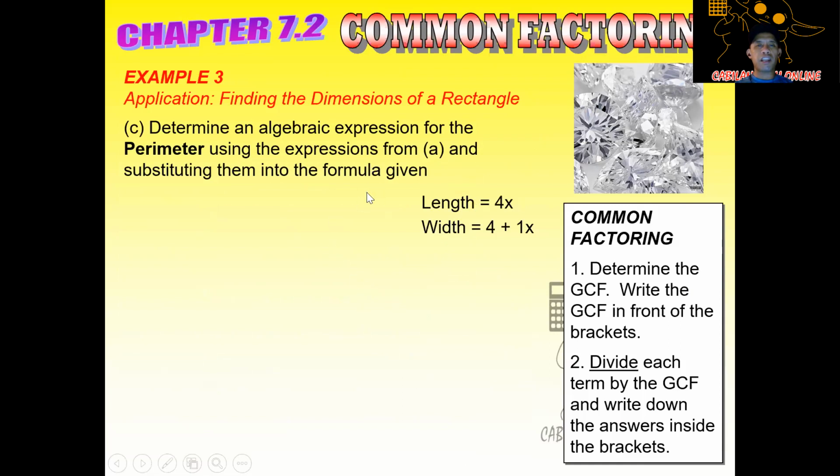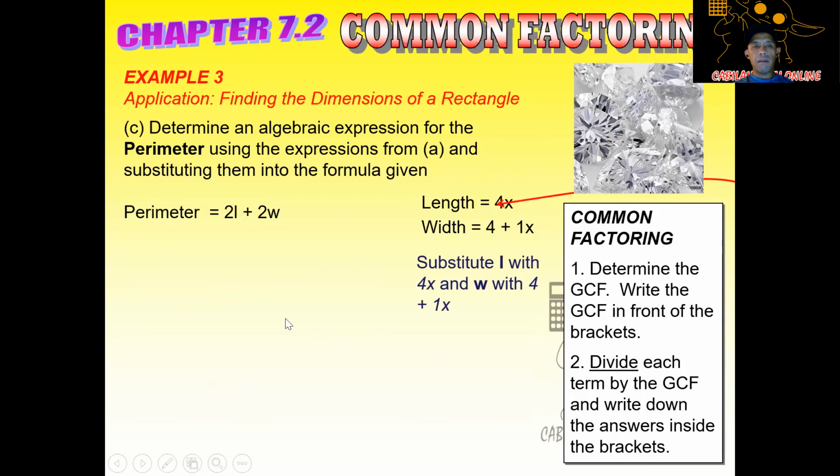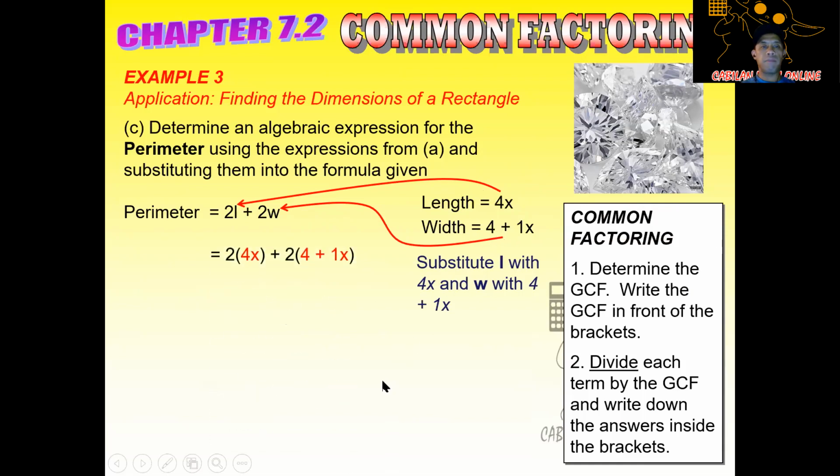All right, and last but not least, just an extension of the question. It says determine an algebraic expression for the perimeter using the expressions from A, which are right here, and substituting them into the formula given. So notice that the formula is given to us, and all we're going to do here is replace the length in for the L, and the width here with the 4x plus 1. Now, just as a reminder, anytime you're replacing letters with numbers or terms, always put brackets around it. So when this 4x goes in for the L, I'm just going to put brackets around the 4x. Now, this one over here, when I replace this W, I'm going to replace it with a 4 plus 1x and put brackets around these two terms, like that.